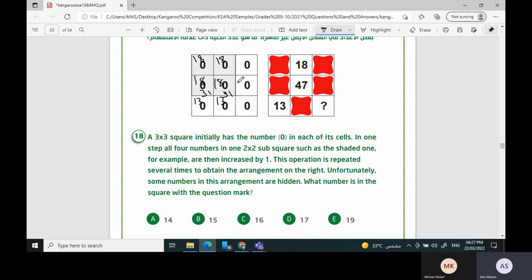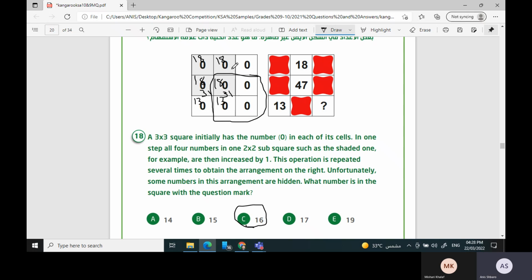You can subtract 47 minus 31 to get 16. So the number is going to be 16, because you are adding 16 on these four squares. So if you add 16, you'll get 47, and this one will be equal to 29. This one will be equal to 16, which is choice C.